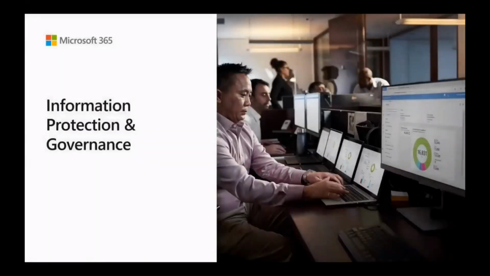So now we're going to talk a little about information protection and governance. We have so far briefly discussed the way in which you can control applications and devices to get access to your resources. Now we're going to talk about how you can protect the data consumed by those devices or applications, and how you can control the way in which this information is accessed.